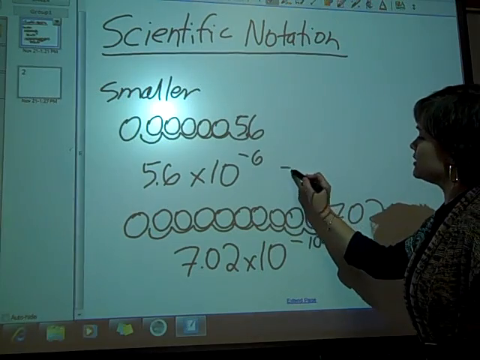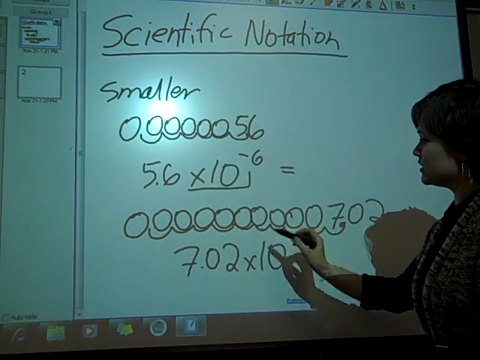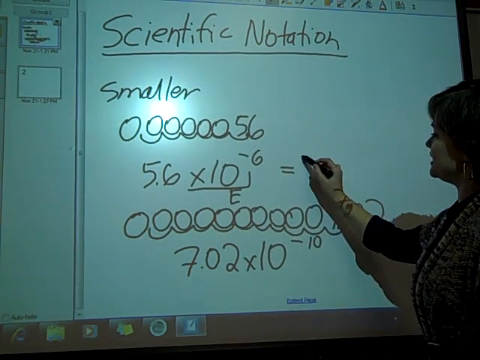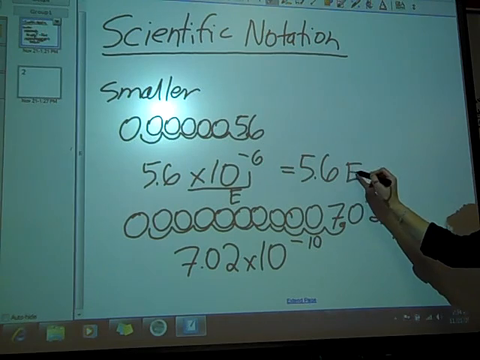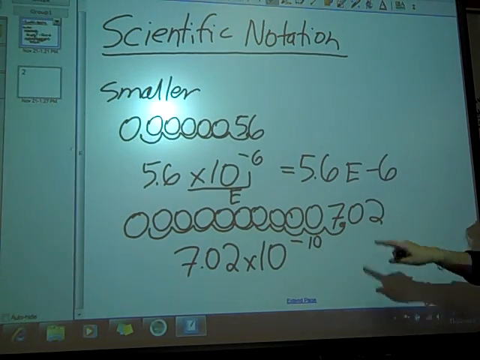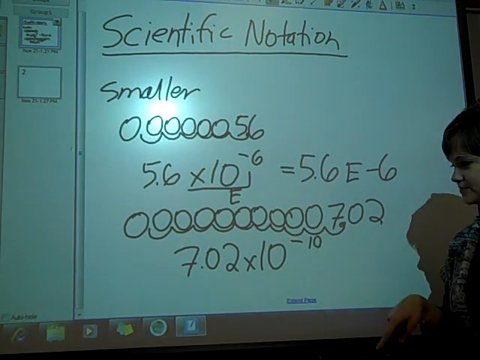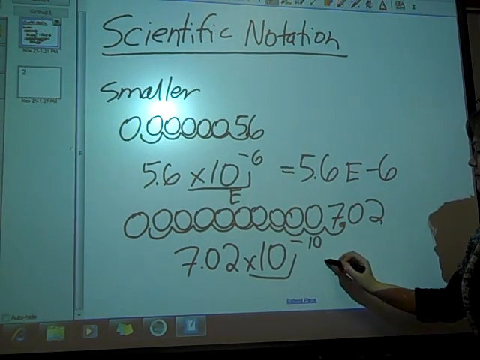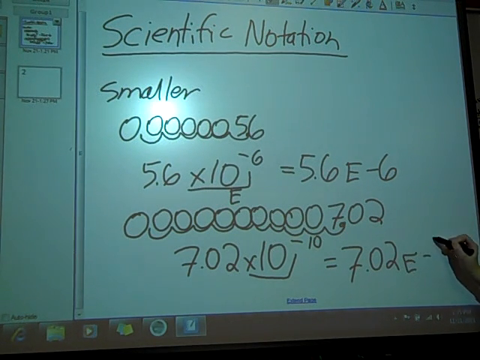Sometimes, another way you'll see these written is instead of times 10 to the, you'll see a capital letter E. So we could also write this as 5.6 E negative 6. So this E takes the place of times 10 to the. Down here, same deal. This could be 7.02 E negative 10. Exact same numbers, just a different way of writing it.